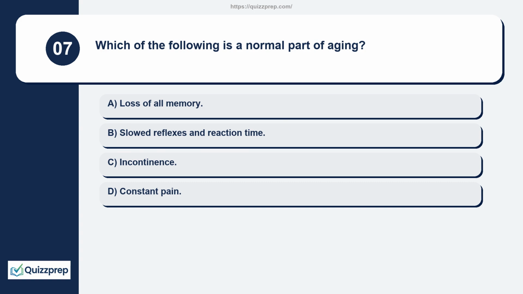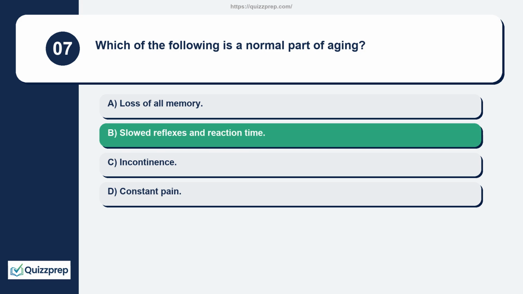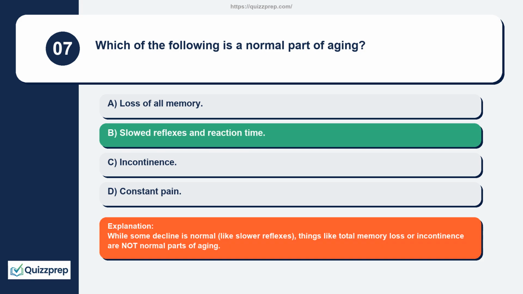Question 7. Which of the following is a normal part of aging? Loss of all memory, slowed reflexes and reaction time, incontinence, constant pain. While some decline is normal, like slower reflexes, things like total memory loss or incontinence are not normal parts of aging.